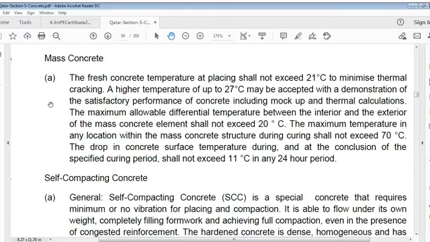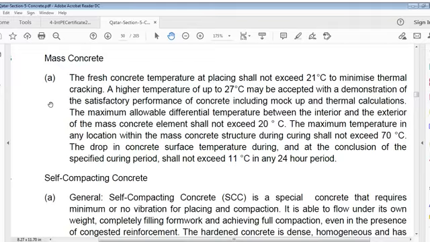Mass concrete. Fresh concrete temperature at a mass concrete, meaning massive concrete. Don't be confused with blinding concrete or fill concrete. This is not fill concrete but massive concrete, block concrete. A big block of more than 8 cubic meters. The temperature is under control. Fresh concrete temperature at placing shall not exceed 21 degrees Celsius, to minimize thermal cracking. We have to minimize thermal cracking.